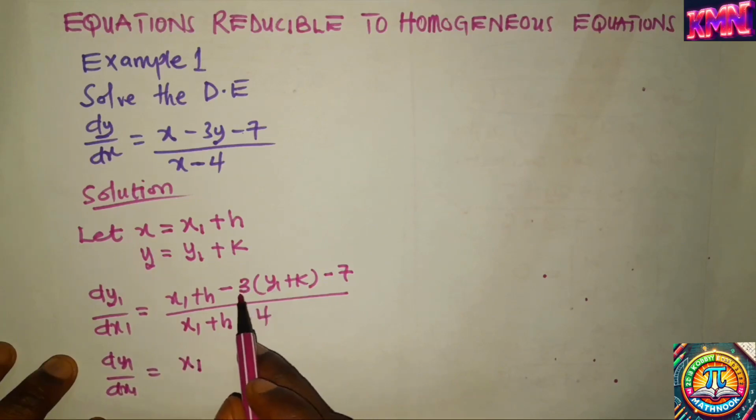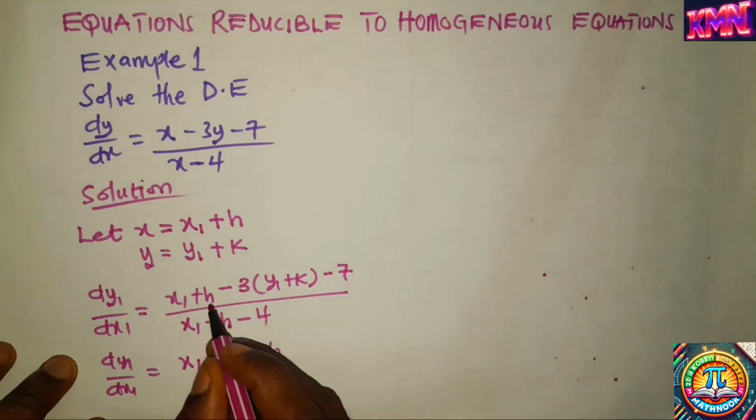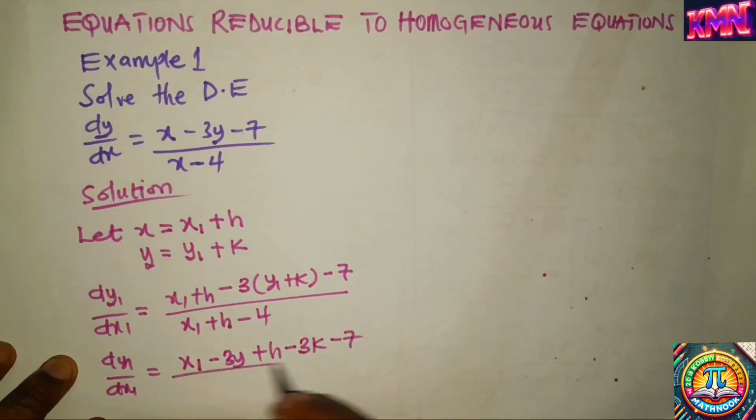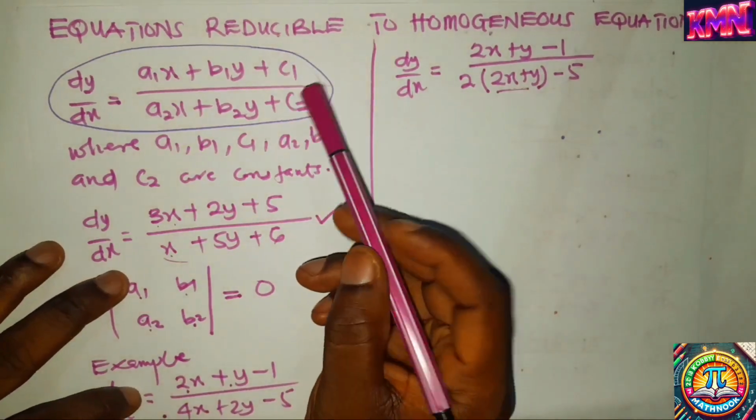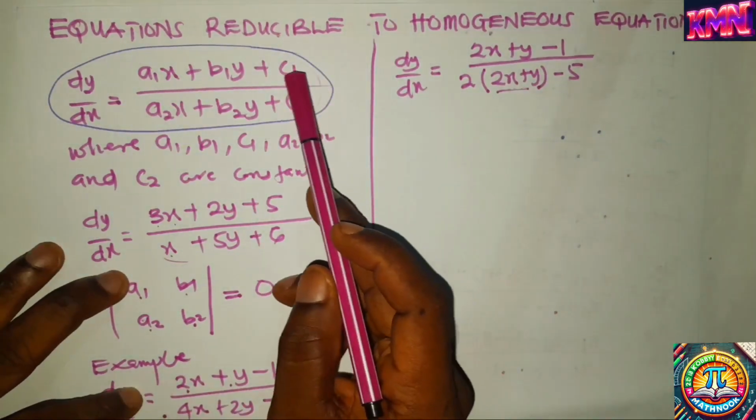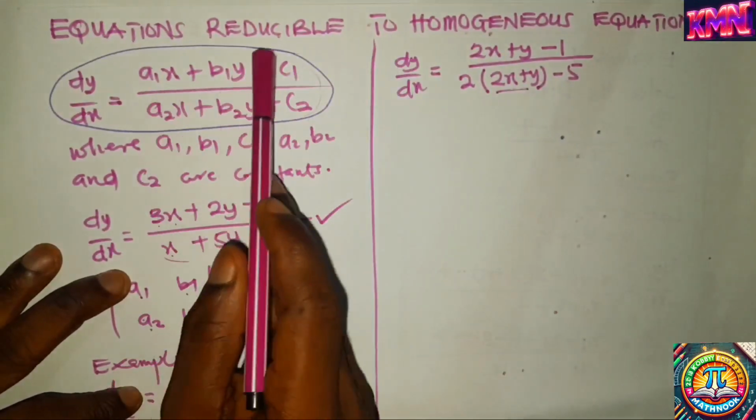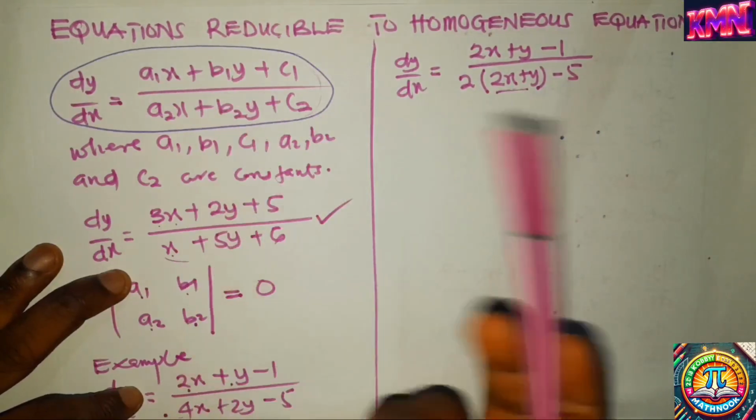So when you try to expand this, you can see that this becomes negative 3y1, and then plus h, and then this will also give us minus 3k minus 7, all on x1 plus h minus 4. Don't forget that initially I made you understand that if this constant term c1, c2 is set to be 0, then the other part of the differential equation becomes homogeneous. So we're going to do the same thing over there.